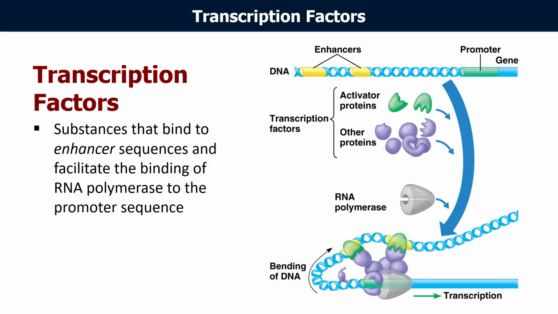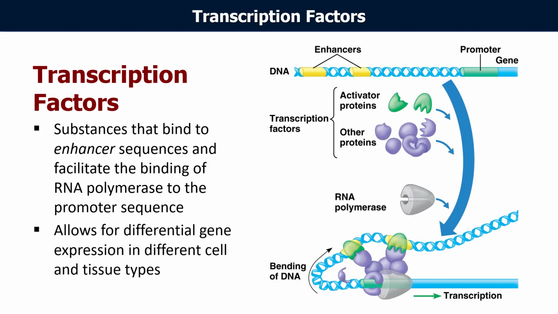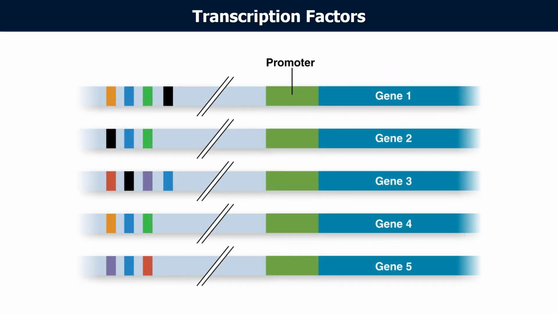So what's the point of having transcription factors? Well, it allows for differential gene expression in different cell and tissue types. Let's talk about what that means for a second. Here is a set of 5 different genes. Now recall that every cell in your body has the exact same set of genes. It's the genes you got from your parents. So whether it's a skin cell or a liver cell or a kidney cell or an eyeball cell, every cell in your body has the exact same set of 22,000 genes.